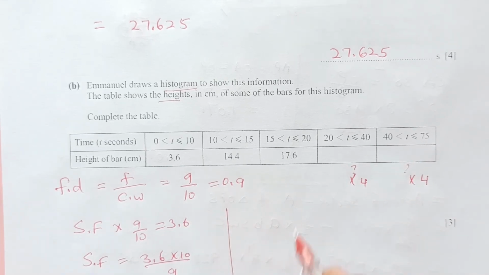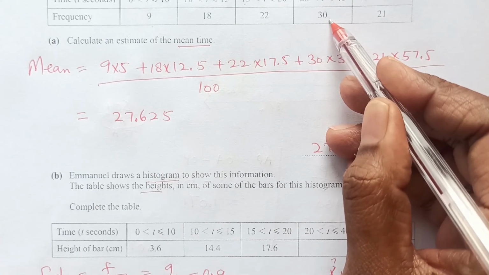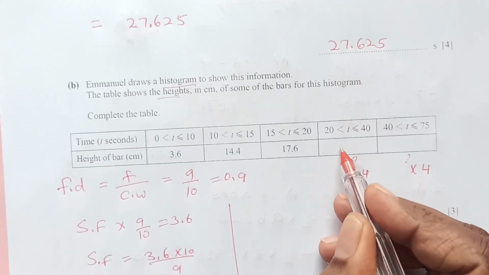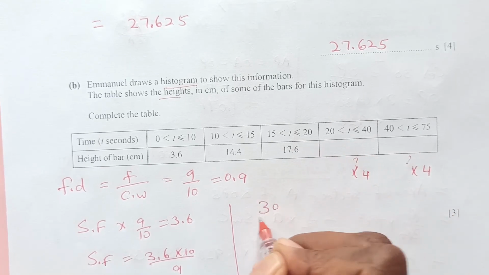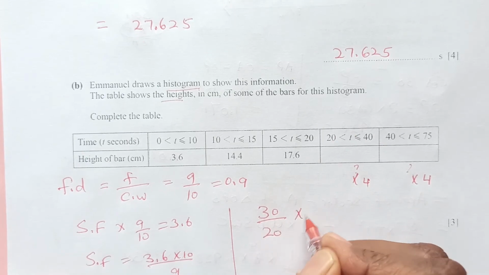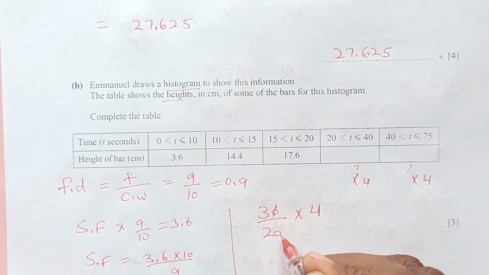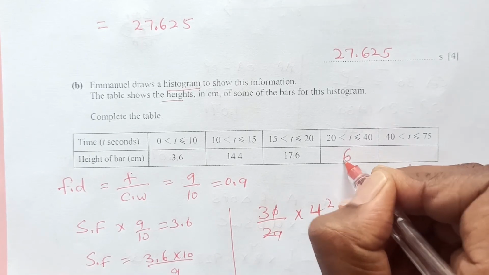Right? So now let's see this one here. Here it is, this is 30 divided by the class width. So 30, we are taking frequency 30 from here, class width is 20 times 4, right? So 2 times 2, so this is 3 times 2, 6. So we will have 6 here.